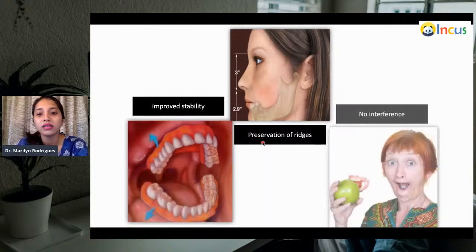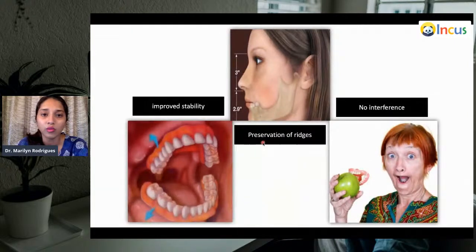And the third is that since it's going to be a smooth gliding motion on either side, in left, right lateral and protrusive movements, there will be no interferences, and the dentures will not hit each other. And there will be more stability, more retention because of the fewer interferences. Okay, so these are the three main advantages why we require bilateral balanced occlusion in complete dentures: improved stability, preservation of ridges, and no interferences.